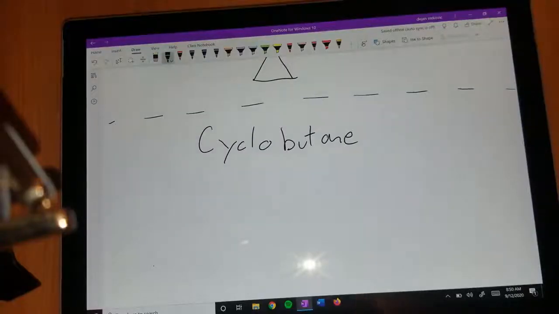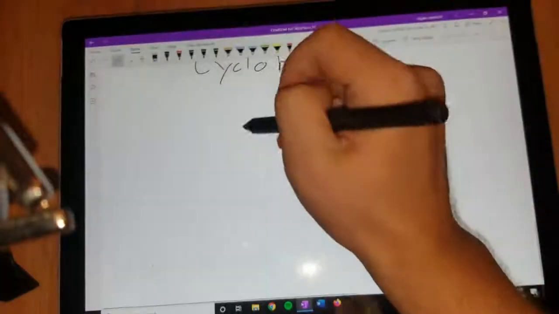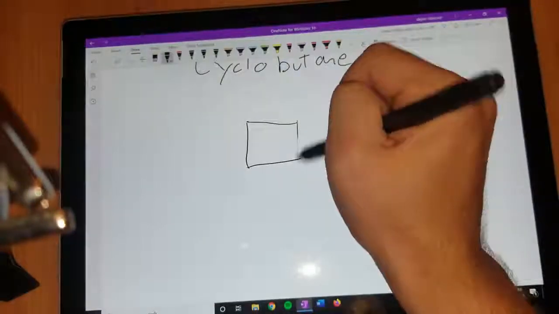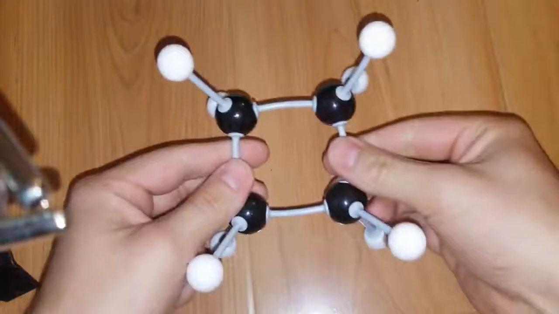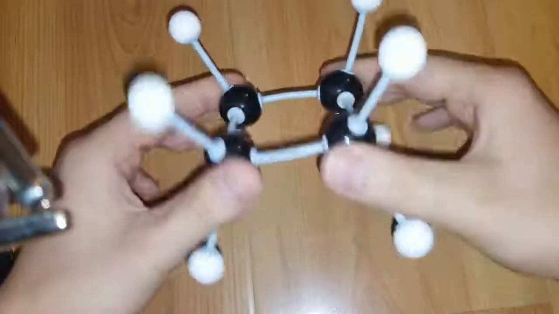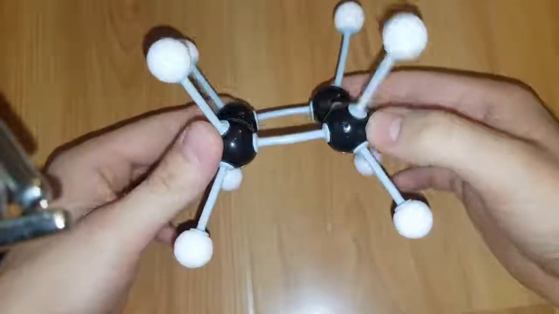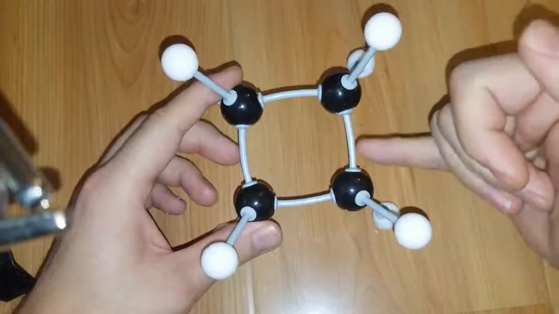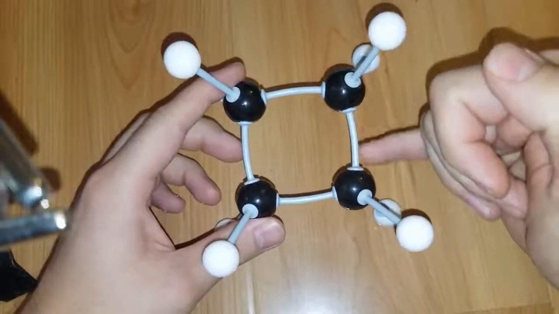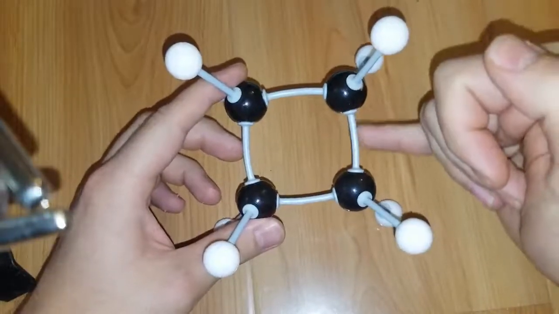All right, so next up is cyclobutane. That's 4 carbons in a cyclic structure. So essentially you've got a square here, and that's what we have right here. You can tell this is one conformer, in which case my square is quite flat. First thing you notice is that these bonds, again, are slightly bent. Not as bad as in cyclopropane, but still pretty bad.